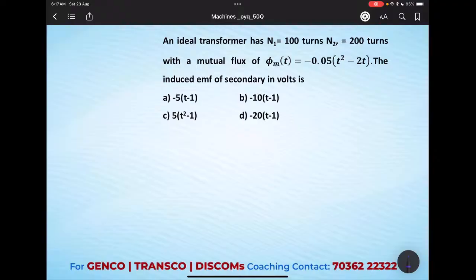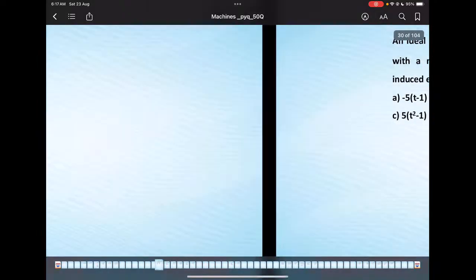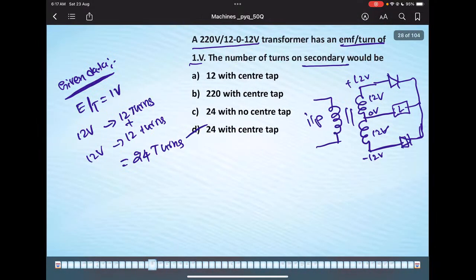Rahul, which question are you asking? The previous question? You are asking about the center tap question. Please type clearly. Center tap transformer question you are asking. Pavan Kumar.